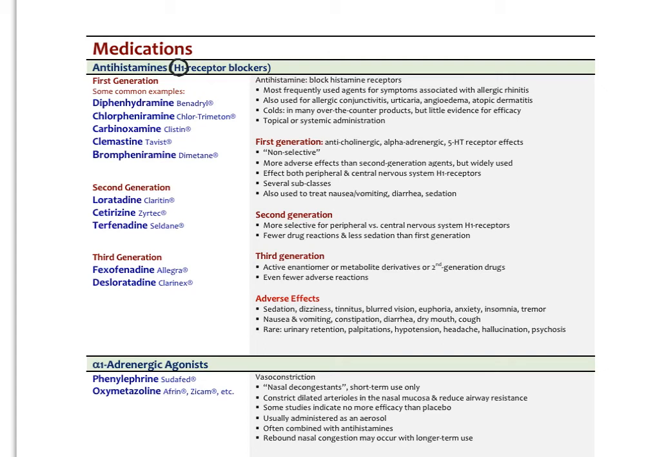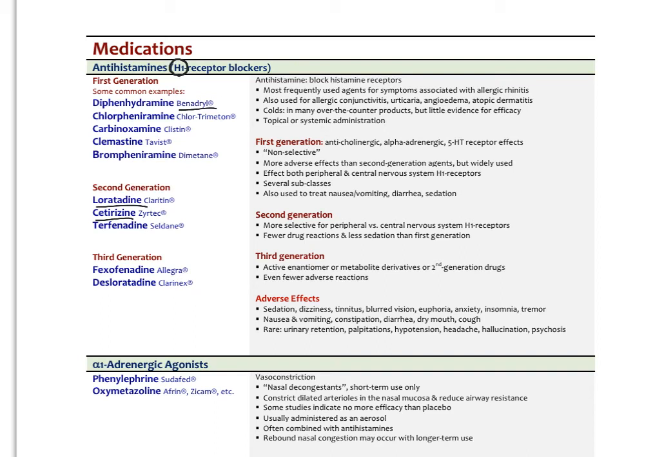Now, there are three generations. The first generation would include diphenhydramine, which is Benadryl. Chlorpheniramine and so forth were all part of that as well. And then there's a second generation: loratadine, that's Claritin, cetirizine, that's Zyrtec, and terfenadine, Seldane. And then even a third generation, and that's fexofenadine, Allegra, and desloratadine, which is Clarinex.